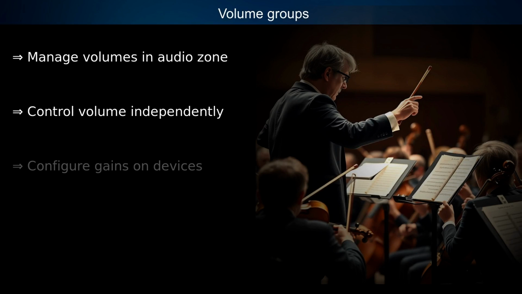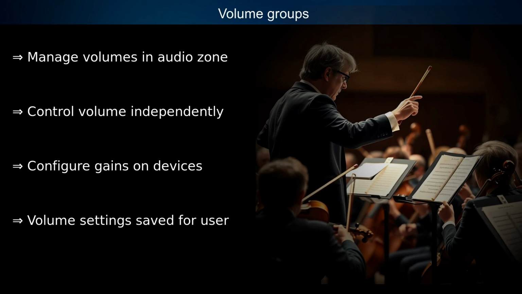Volume groups are used to manage the volumes for a collection of devices within an audio zone. Each volume group allows you to control the volume independently. The resulting gains are then configured on the associated devices and applied by the vehicle's amplifier. Volume settings are saved for the user and automatically loaded when the user signs in. Think of it like a conductor leading an orchestra, where each instrument's volume is adjusted to create a harmonious performance.